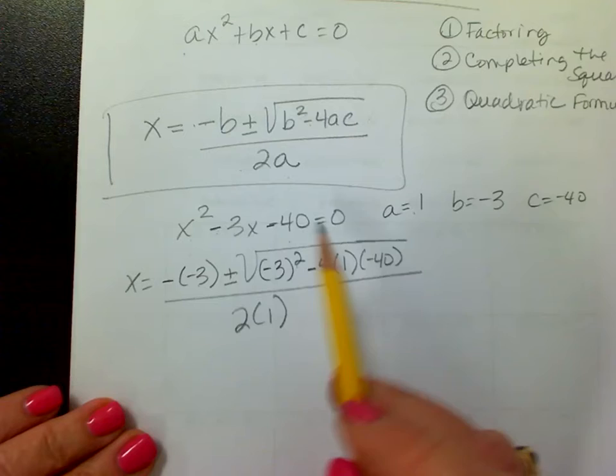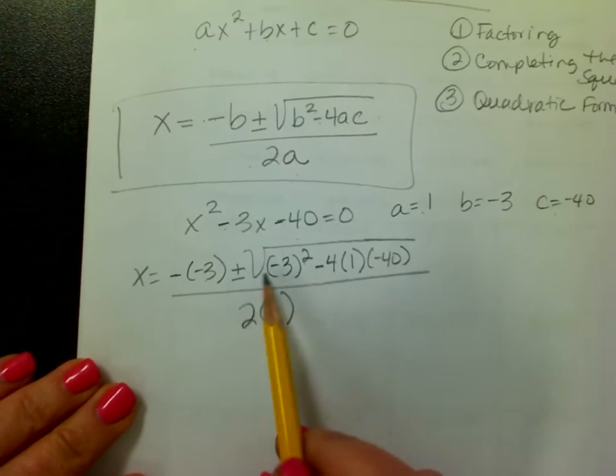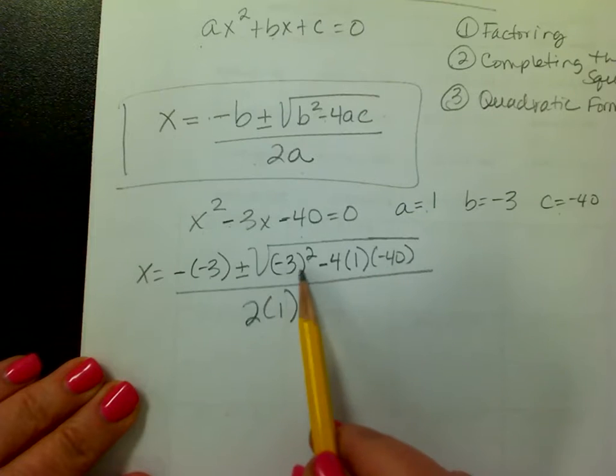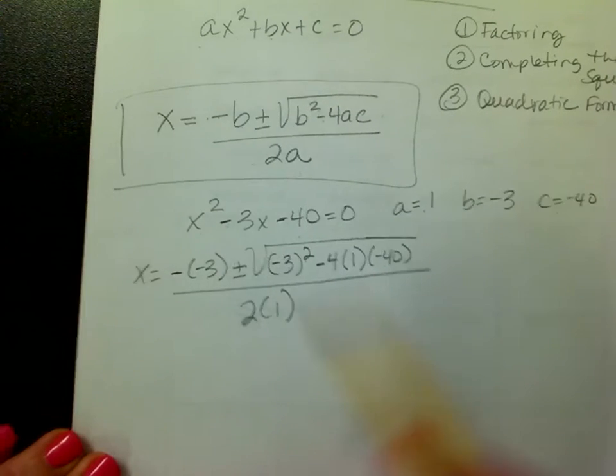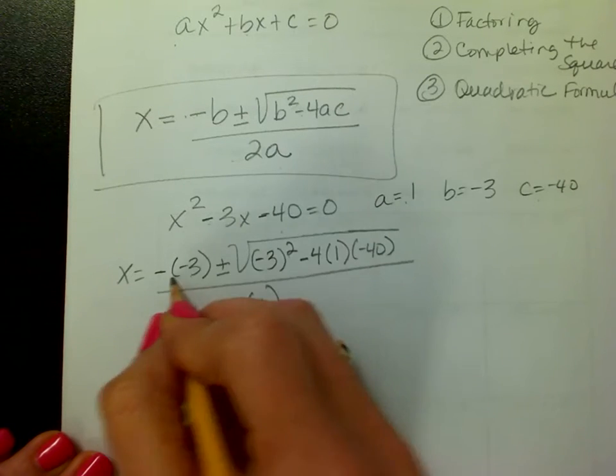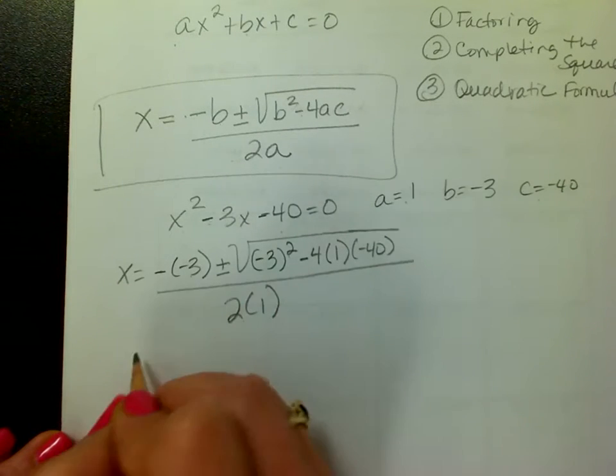After you identify the A, B, and C terms, your first goal is to plug in all the information, then start simplifying. Now, if you have more room, you can go this way, or you can bring it down. Just be careful of all your signs.